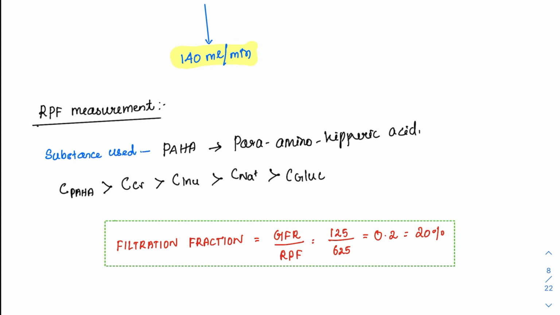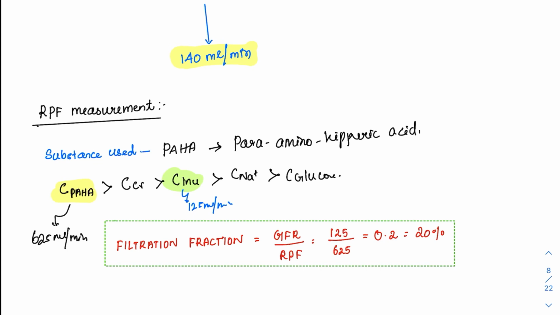So this order has also been asked. So clearance of PAHA is giving me the renal plasma flow. What is renal plasma flow? 625 ml per minute. This clearance of inulin is giving me what value? This clearance of inulin is giving me the GFR, which is 125 ml per minute.